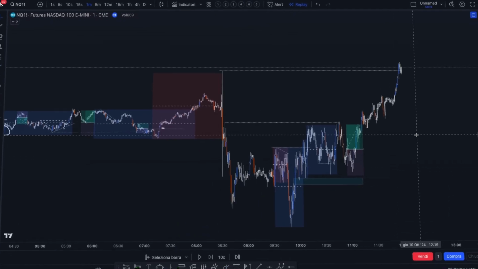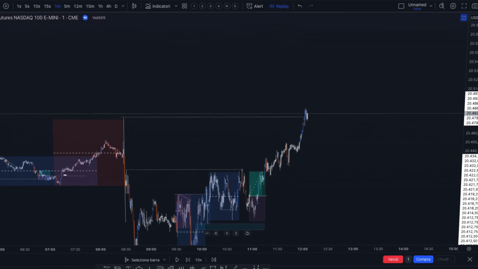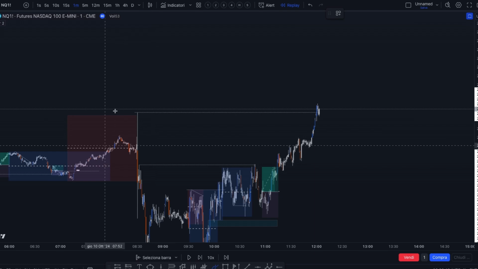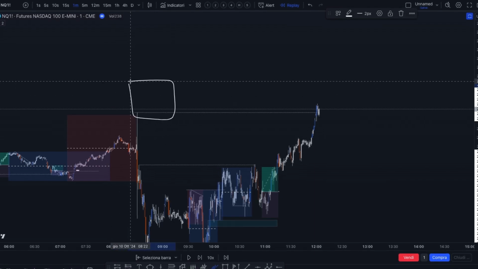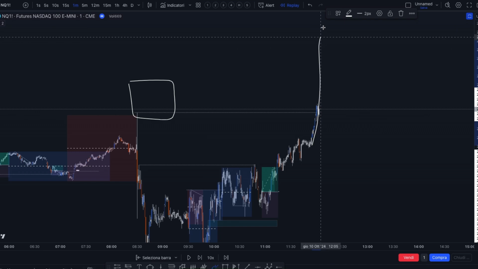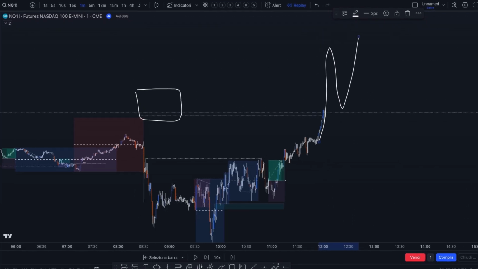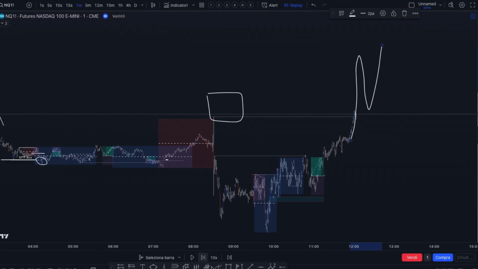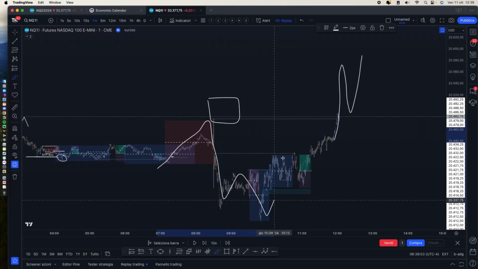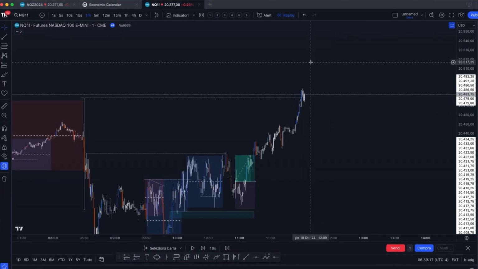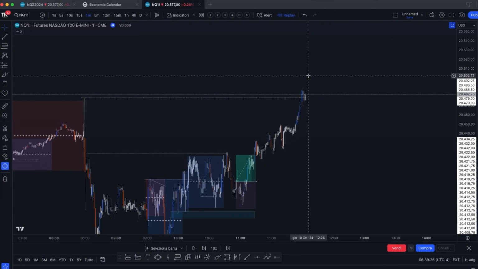Okay, what I want to see is a second manipulation, confirming that this manipulation was a move created to generate liquidity over there, or I want to see a clear displacement. Okay, clear displacement. So accumulation, manipulation, and this could be the higher time frame manipulation. So now we are in a very premium zone. I don't want to take any long trades from here after this huge movement.